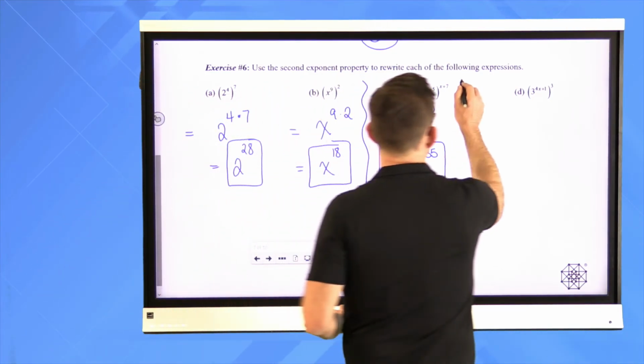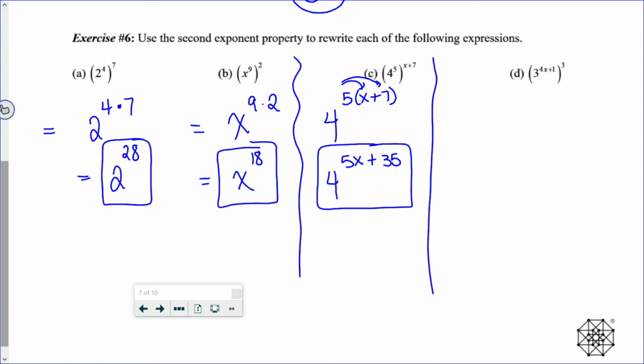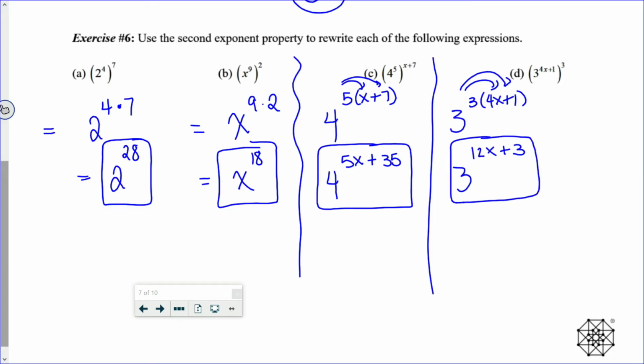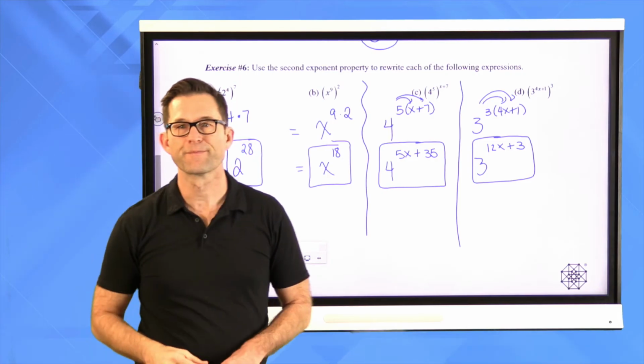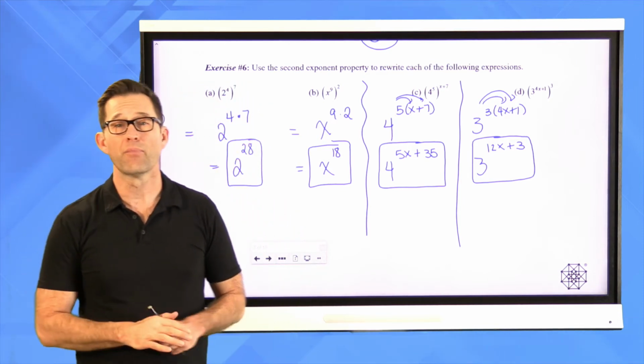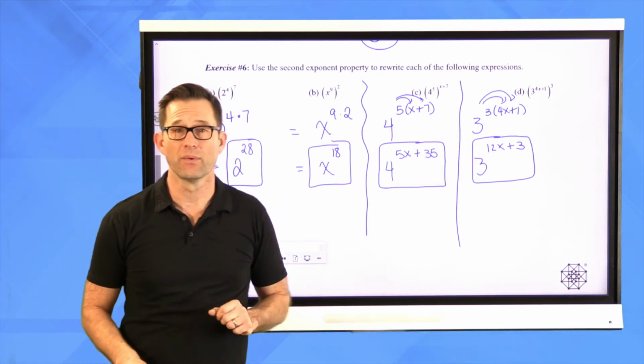So in our final problem, right, we have 3 to the 4x plus 1 to the 3rd. So that's going to be 3 to the 3rd times 4x plus 1. We now have to distribute that, and that's going to be 3 to the 12x plus 3. There we go. 3 to the 12x plus 3. All right. Really important, those last two. Make sure to understand what's going on with them.